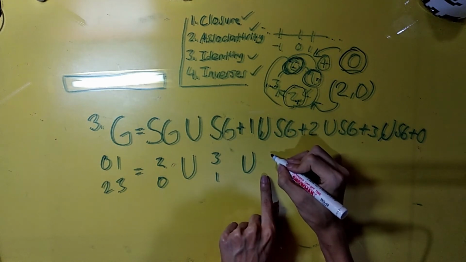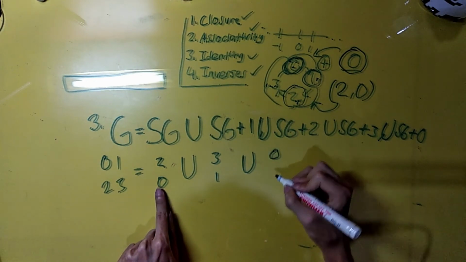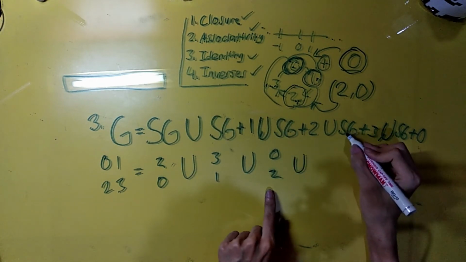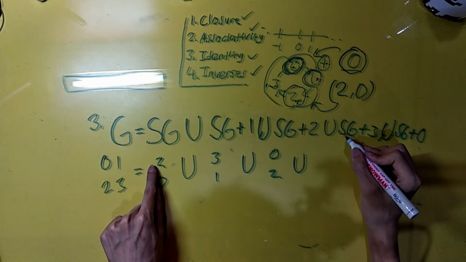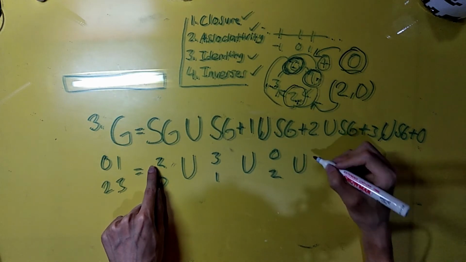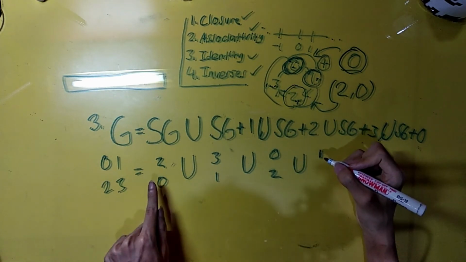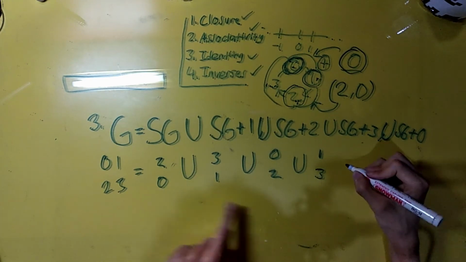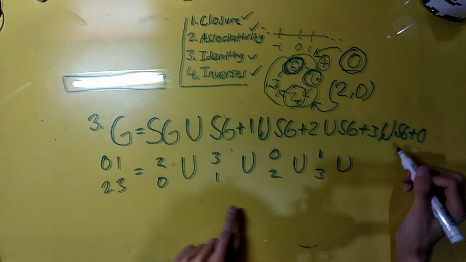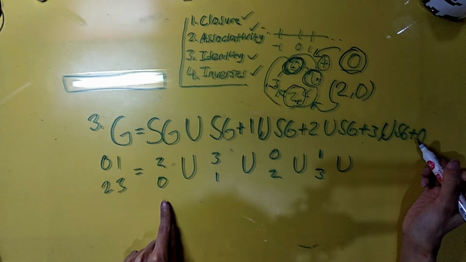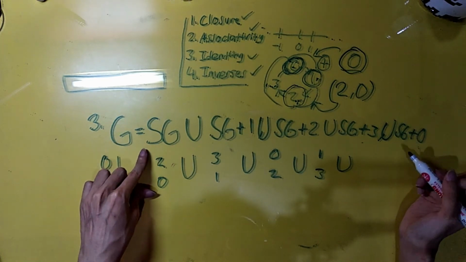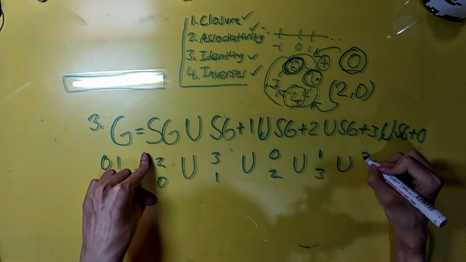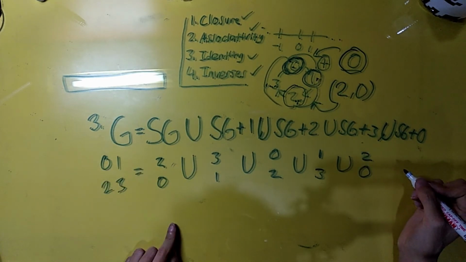Let's union it with subgroup plus 2. So we have 2 plus 2, which is 0. We have 0 plus 2, which is 2. We have union subgroup plus 3. 2 plus 3 is 1. 0 plus 3 is 3. We have union again, subgroup plus 0. Subgroup plus 0 is just the same thing itself because we know that 0 is the identity, which means it does absolutely nothing. So we can just repeat 2, 0 again.